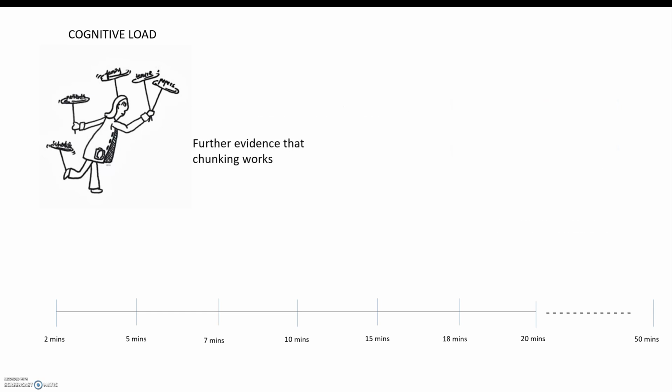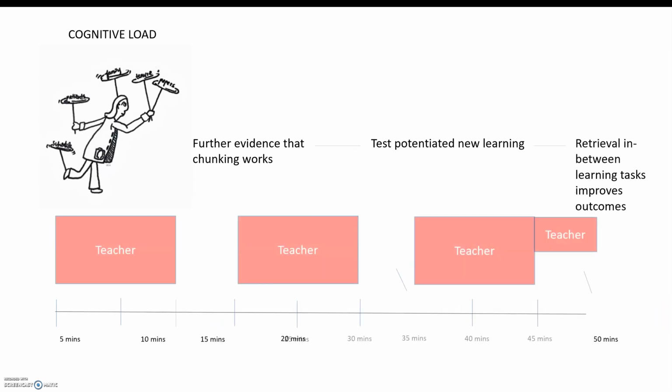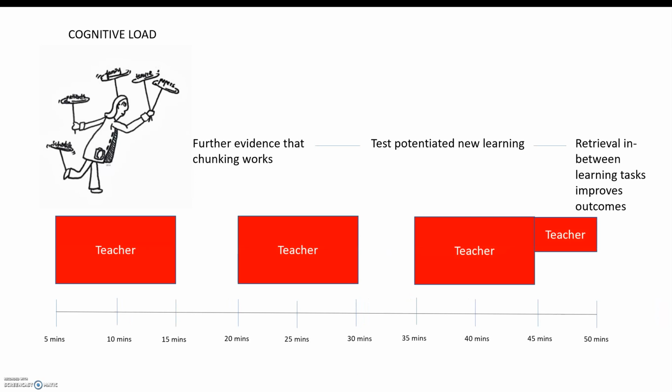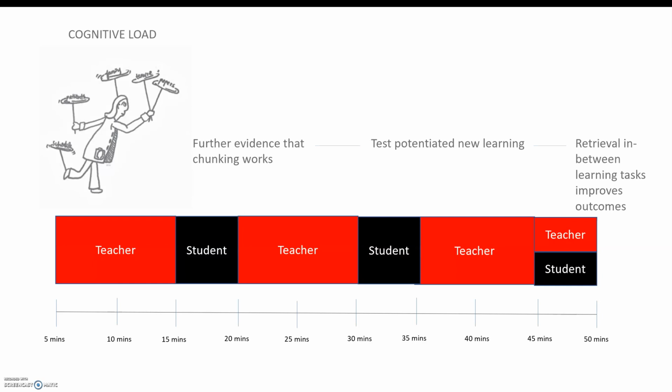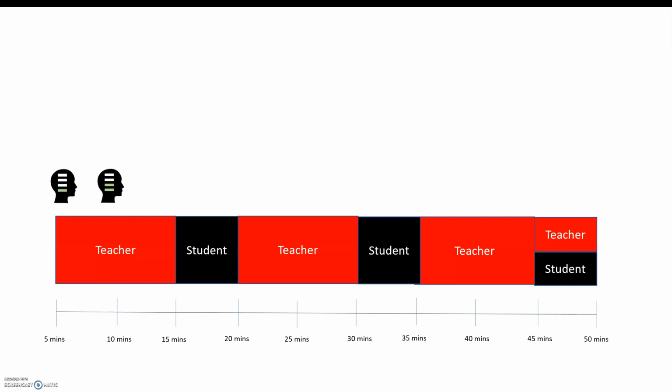Another interesting finding that supports this notion of chunking is the effect of test-potentiated new learning, which is effectively a form of chunking content spaced with a form of retrieval activity. So, if we deliberately chunk content delivery and then place student-led active learning segments into the frame, we're able to manage cognitive load, building during each delivery section, then worked on to try to transfer it to the long-term memory, but crucially refreshing the working memory when the next new learning segment is presented.